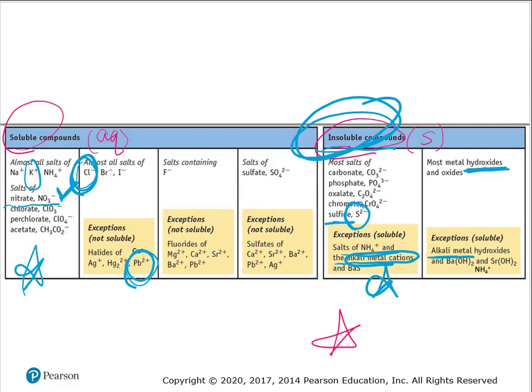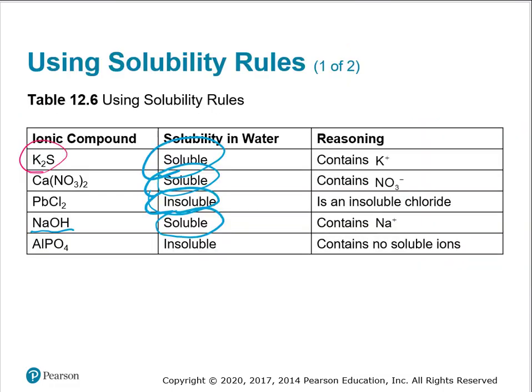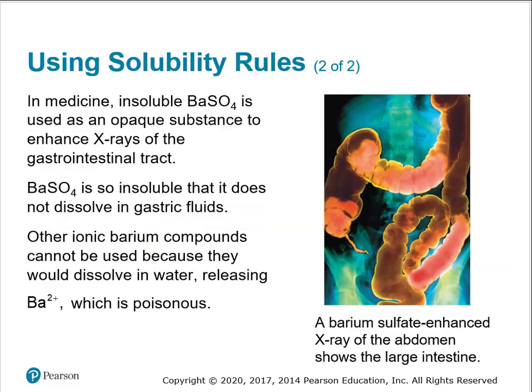Let's look up aluminum phosphate. Right here it says phosphates are insoluble. Is aluminum an exception? Nope. So this phosphate would be insoluble. In medicine, insoluble barium sulfate is used as an opaque substance to enhance X-rays of the gastrointestinal tract. Barium sulfate is so insoluble that it does not dissolve even in gastric fluids.